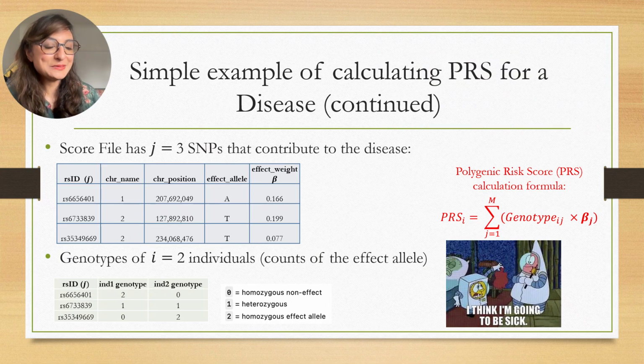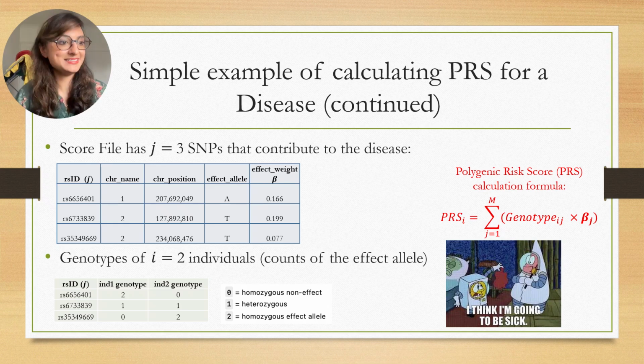So I'm going to show you an example of how we calculate, in this case, a polygenic risk score for disease. It's just a polygenic score, but here it's a disease. So let's just see this example. RSIDs are SNPs, reference SNP IDs. We have a score file with J equals 3 SNPs that contribute to the disease. So there are 3 SNPs that are considered to be contributing to the disease.